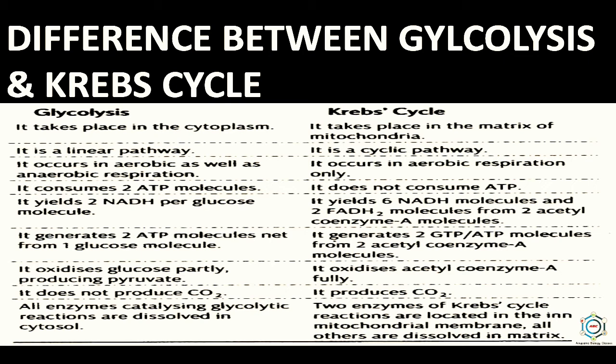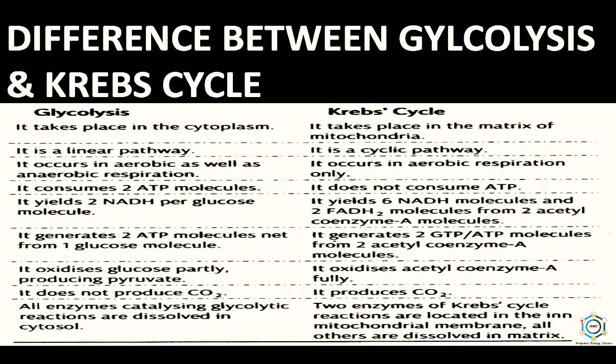Glycolysis takes place in the cytoplasm, while the Krebs cycle takes place in the matrix of mitochondria. Glycolysis is a linear pathway, while the Krebs cycle is a cyclic pathway. Glycolysis occurs in aerobic as well as anaerobic respiration, while the Krebs cycle occurs in aerobic respiration. Glycolysis consumes 2 ATP molecules, while the Krebs cycle does not consume ATP molecules.